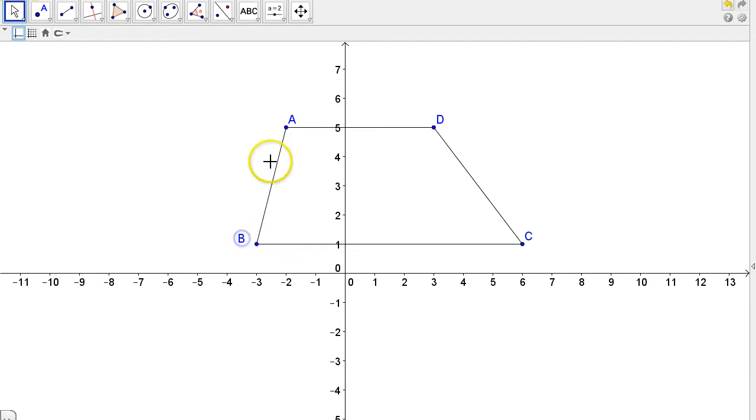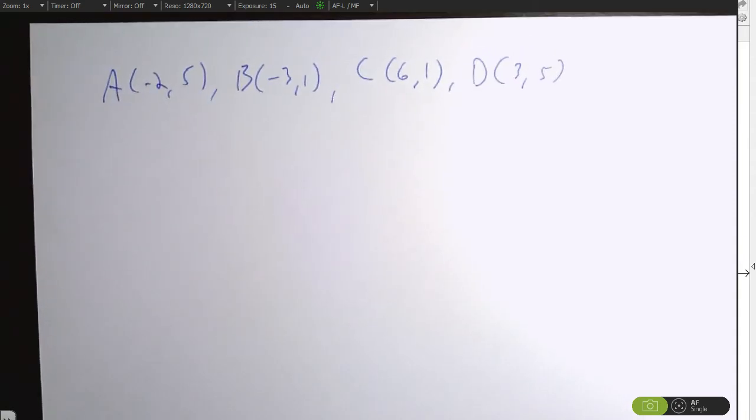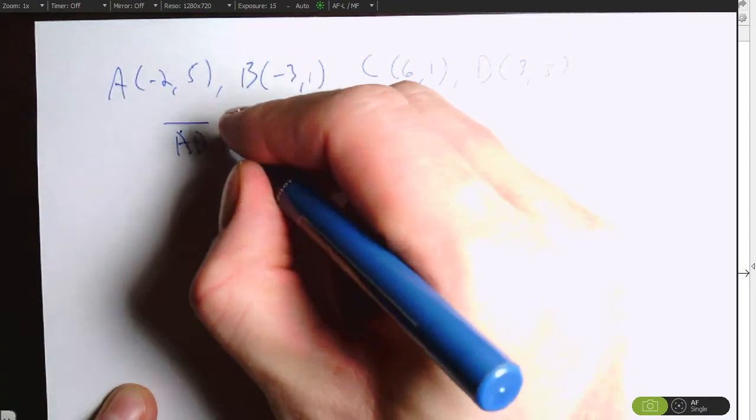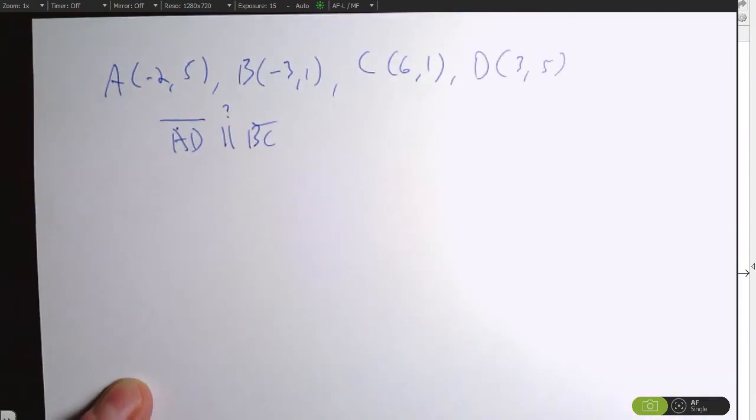I want to look at these not because it's busy work, but because I want to verify whether this is isosceles or just a regular trapezoid. The way I'm going to determine if it's a regular trapezoid is by finding, do I have two parallel sides? And the two sides I have are AD and BC. So when I go back to my paper, what I'm looking for is, is AD parallel to BC? That's what I want to know.